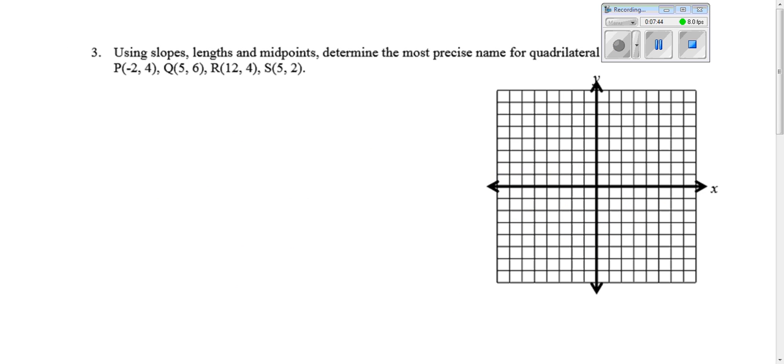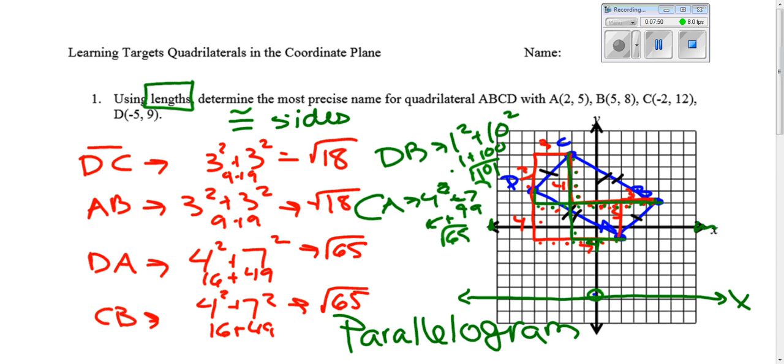Okay, the next one's saying to us using slope, length, and, oops, sorry. I didn't mean to flip the page, I meant to scroll down.